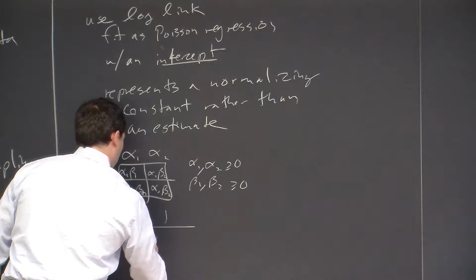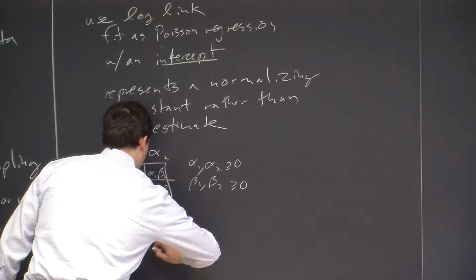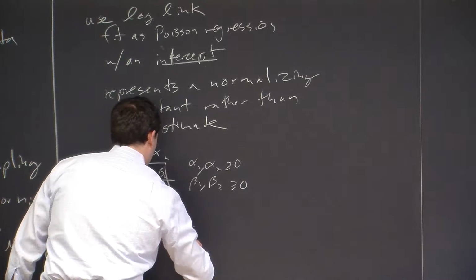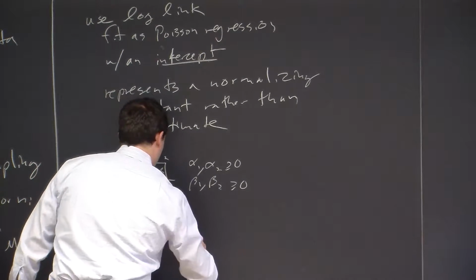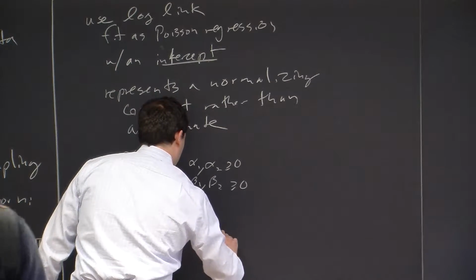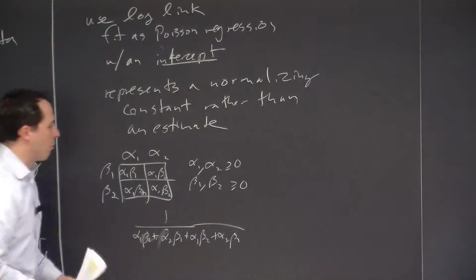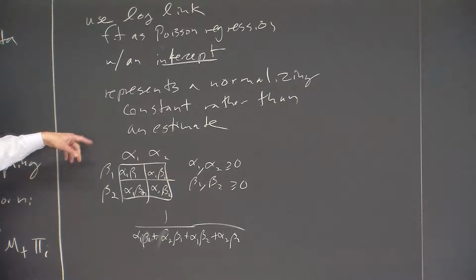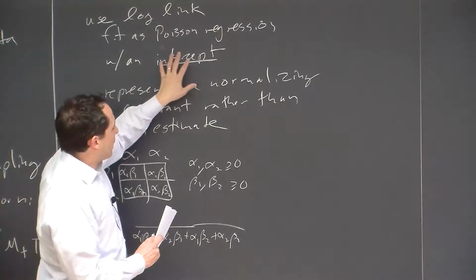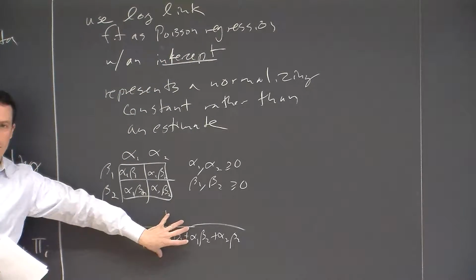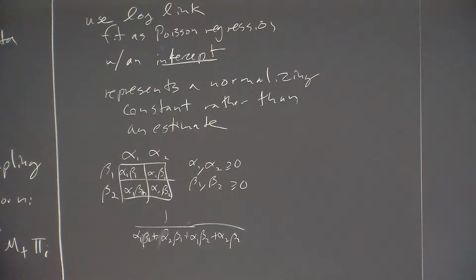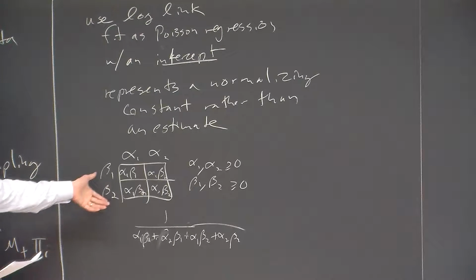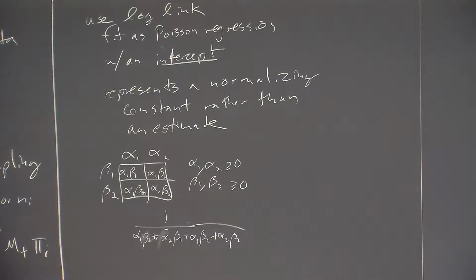1 over alpha 1 beta 1 plus alpha 2 beta 1 plus alpha 1 beta 2 plus alpha 2 beta 2. If I multiplied each of these quantities by that, then I would get a probability distribution. And so this last piece, the intercept here, should be thought of as this constant or partition function that allows it to meet the constraint either that the probabilities sum to 1 or that the sum of all the counts is equal to the global grand total.